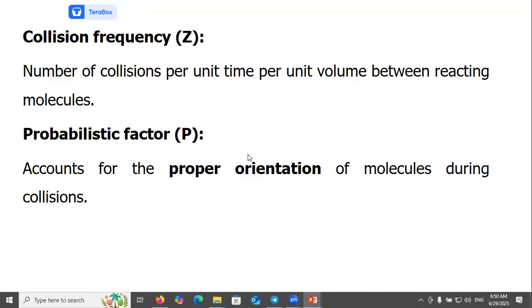Collision frequency Z is the number of collisions per unit time, per unit volume between reacting molecules.